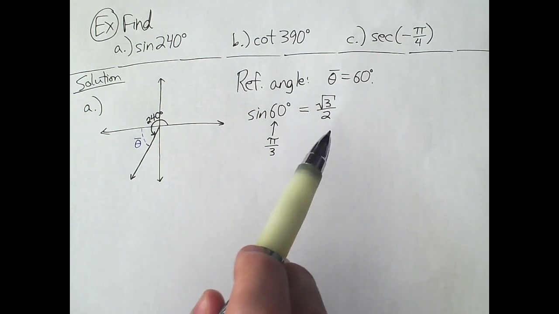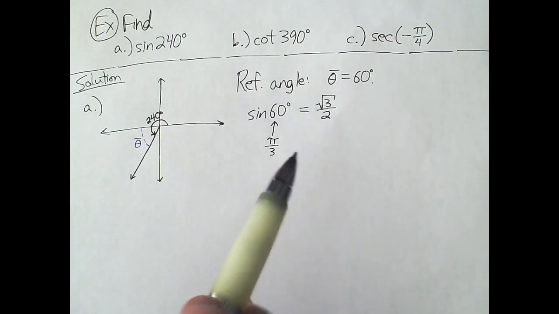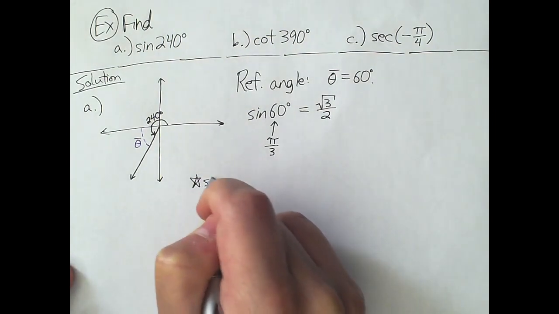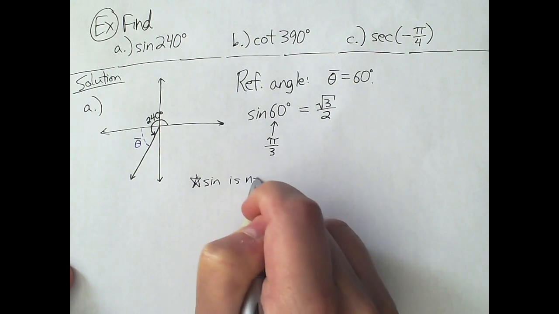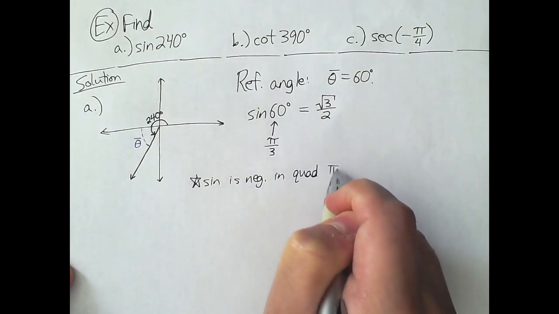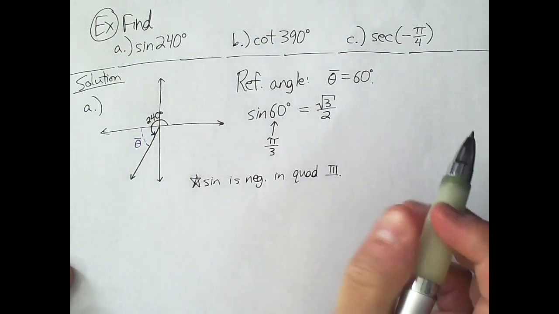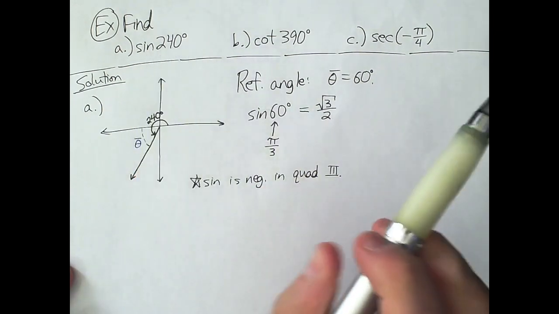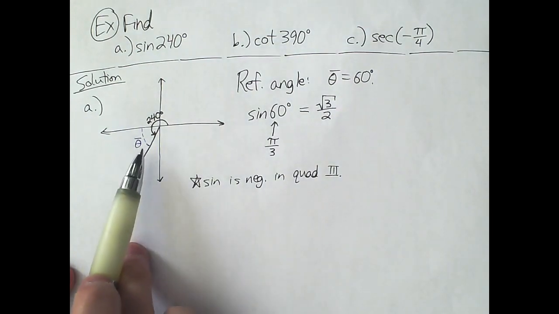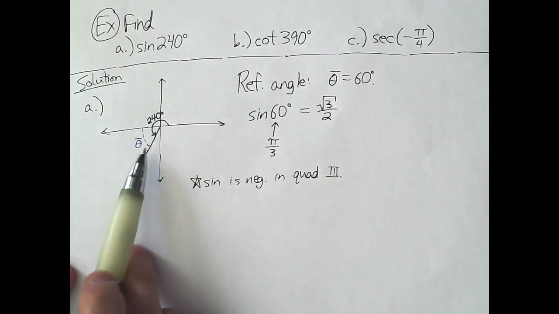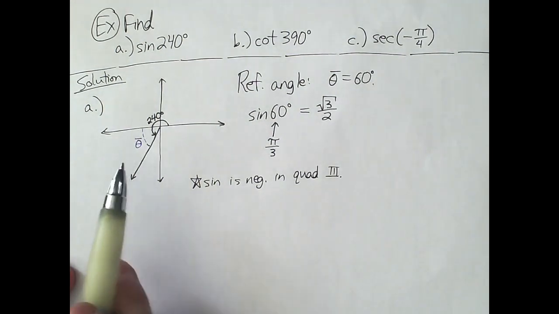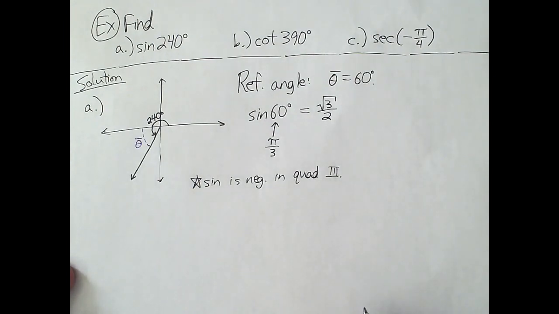So my answer for sine 240 degrees is going to be square root of 3 over 2. I just need to figure out if it needs a plus in front of it or a minus in front of it. I'm going to say sine is negative in quadrant 3. Why am I saying quadrant 3? This problem just said sine of 240 degrees. It didn't say what quadrant we were in. I'm saying quadrant 3 because I can tell from the picture that we're in quadrant 3 and that sine of this angle must be negative, because the y value is negative.